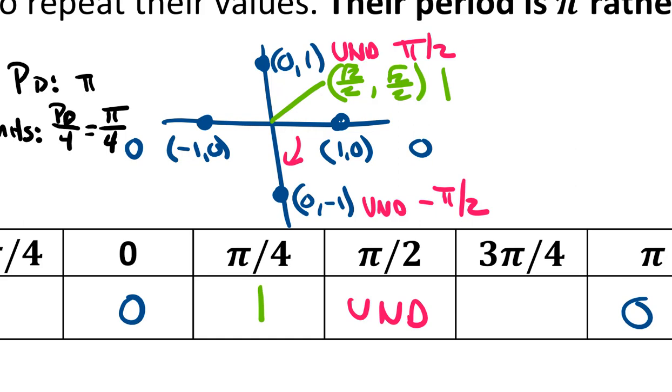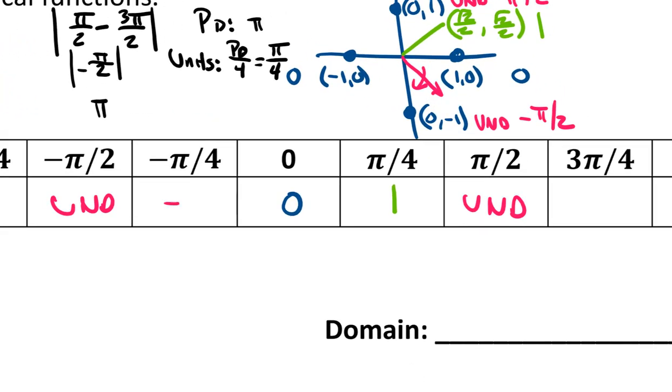Now, if I went in the negative direction, down this way, the only thing that would change would be my y coordinate would be negative. So I'd have negative root 2 over 2 divided by root 2 over 2. So at negative pi over 4, that value would be negative 1. So those are going to be those two spots right there.